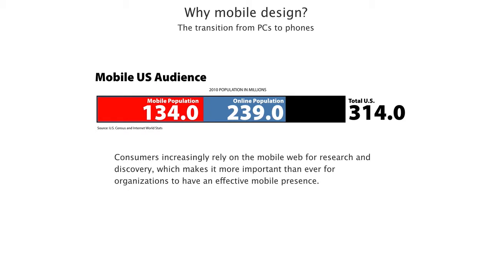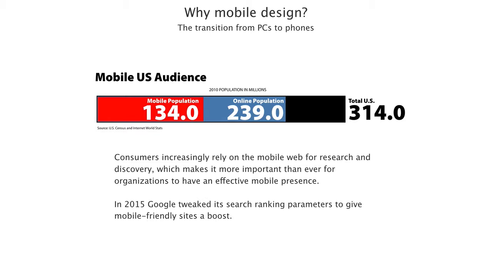Consumers increasingly rely on mobile web for research and discovery, which makes it more important than ever for organizations to have an effective mobile presence. In 2015, Google tweaked its search ranking parameters to give mobile-friendly sites a boost.